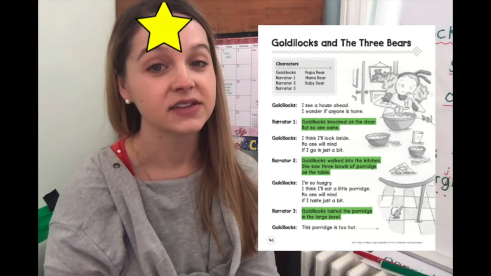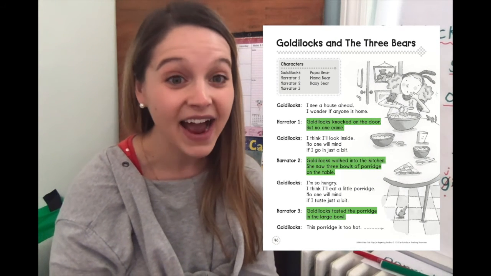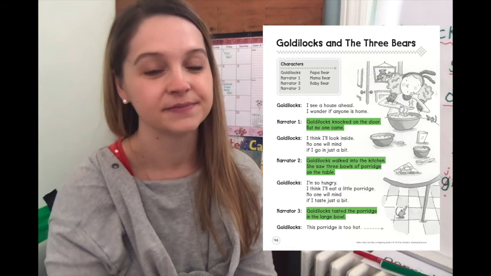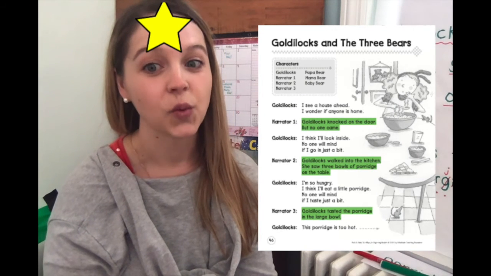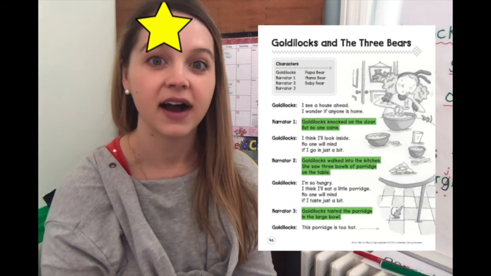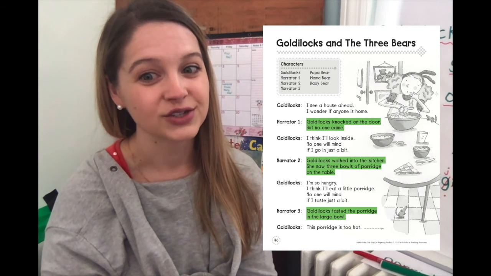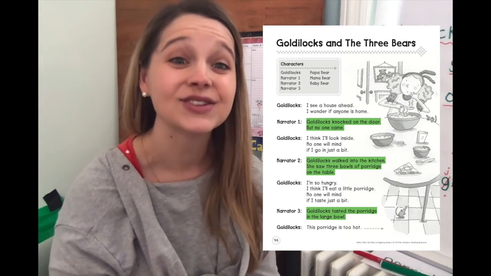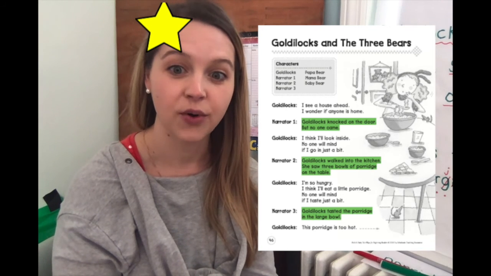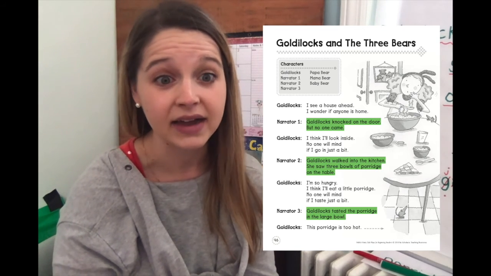Goldilocks knocked on the door, but no one came. I think I'll look inside. No one will mind if I go in just a bit. Goldilocks walked into the kitchen. She saw 3 bowls of porridge on the table. I'm so hungry. I think I'll eat a little porridge. No one will mind if I taste just a bit. Goldilocks tasted the porridge in the large bowl. This porridge is too hot.